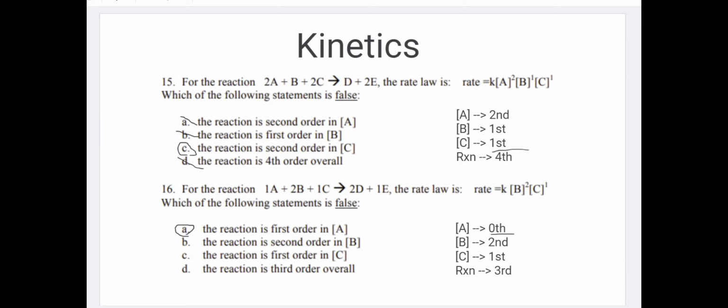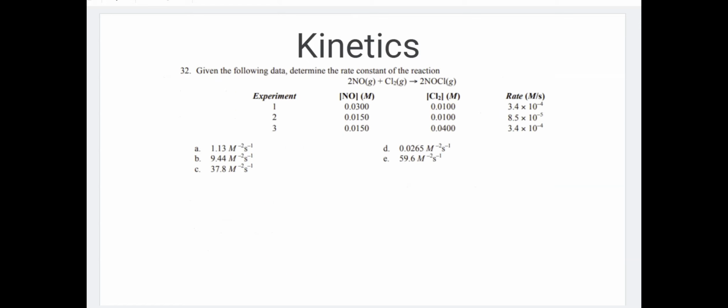All right, now let's try to apply this to one more problem. So here we're given a table with the following data, and we have to determine the rate constant of the reaction. So the first thing we're going to want to do here is figure out the order with respect to each of those reactants in the rate law.